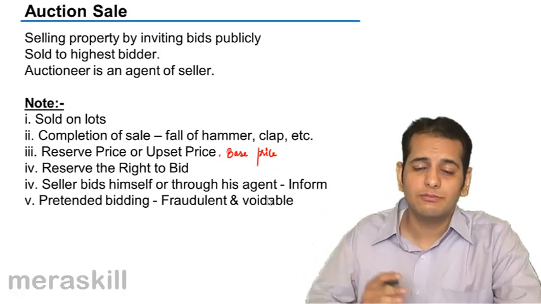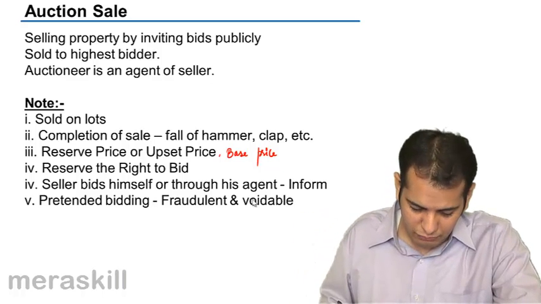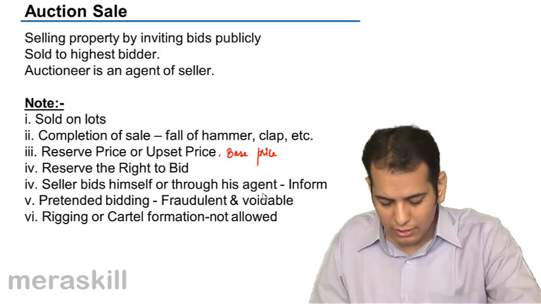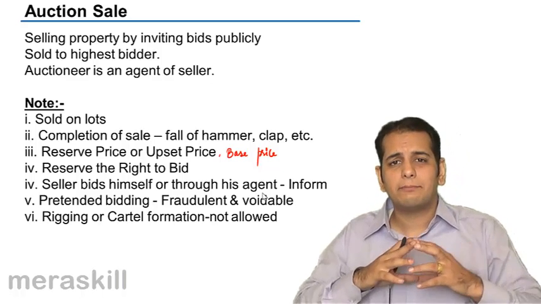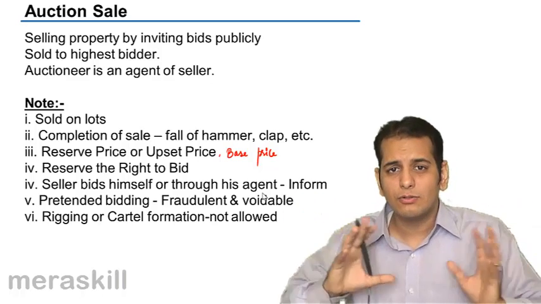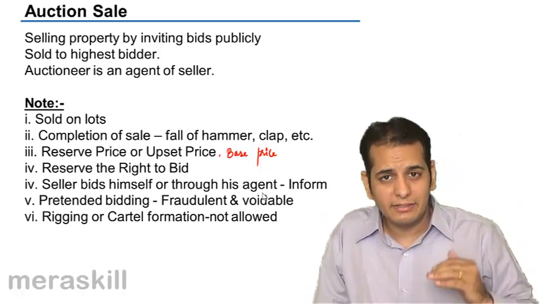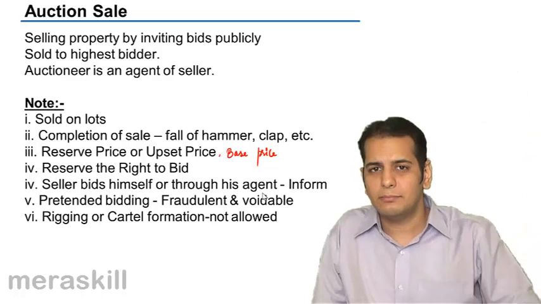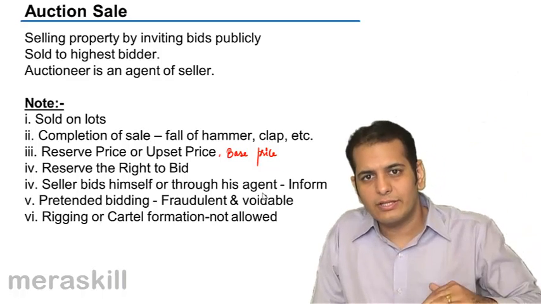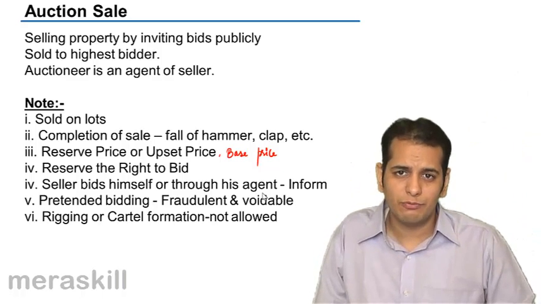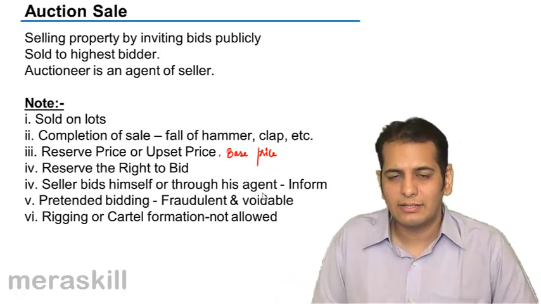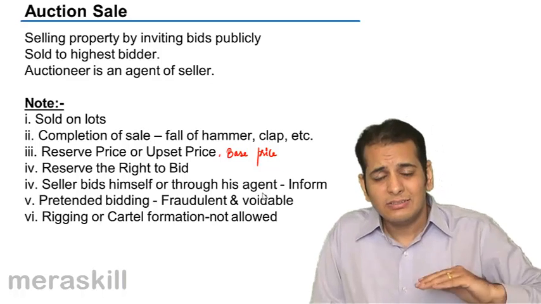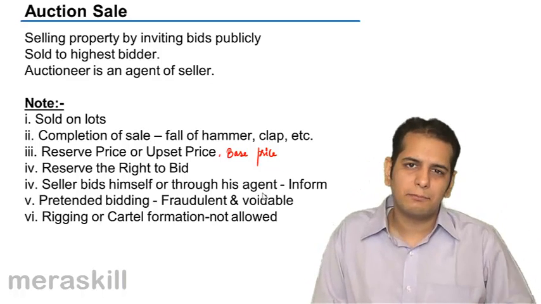There is a restriction which is put on the buyers as well, which is that rigging or cartel formation is not allowed. Many times what happens is the buyers make a group amongst themselves. They decide not to increase the price. In such a case, the highest bidder wins, and then they share the proceeds that they get from the sale. This defeats the purpose of the auction.